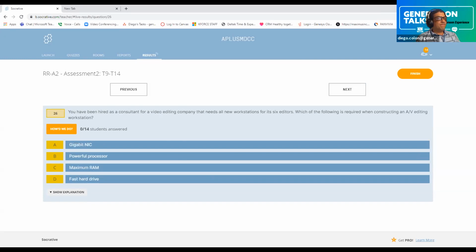Next one, Kevin. You have been hired as a consultant for a video editing company that needs all new workstations for its 6 editors. Which of the following is required when constructing an AV editing workstation? Fast hard drive. And survey says, bing. Got you all worried. Why not maximum RAM or a powerful processor?